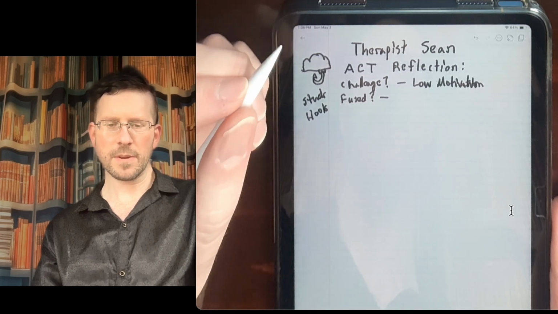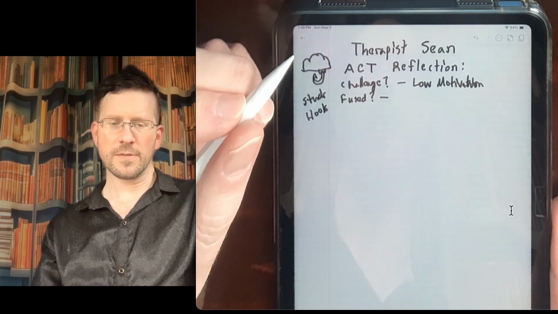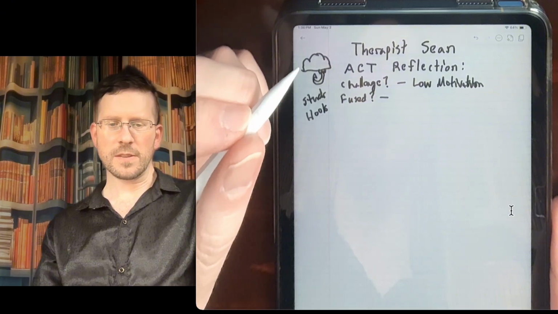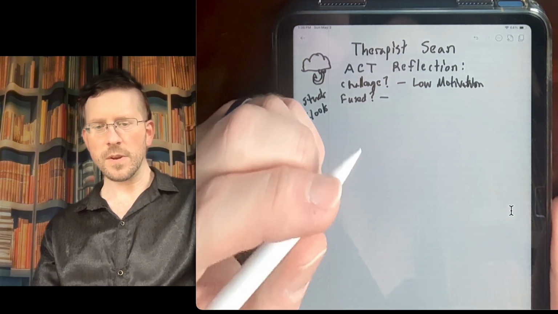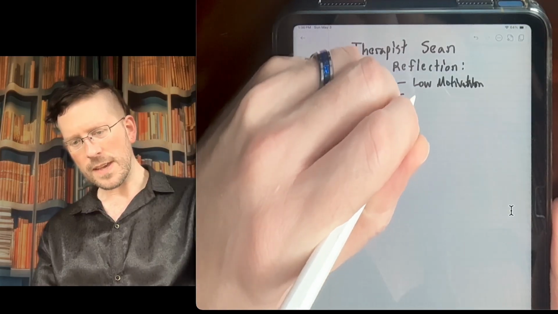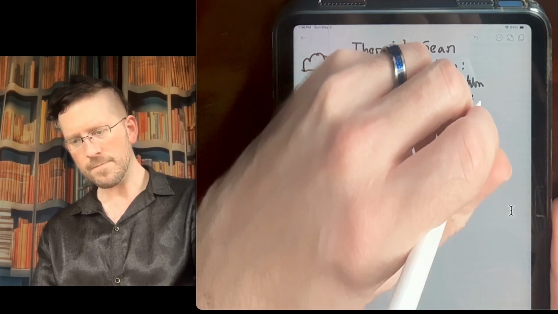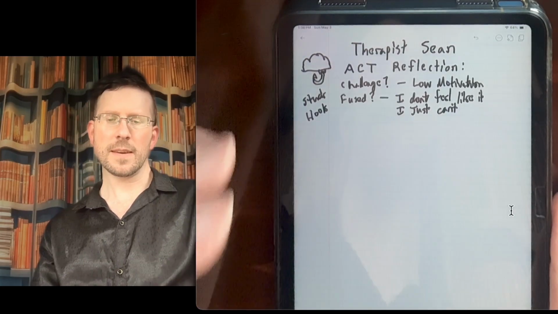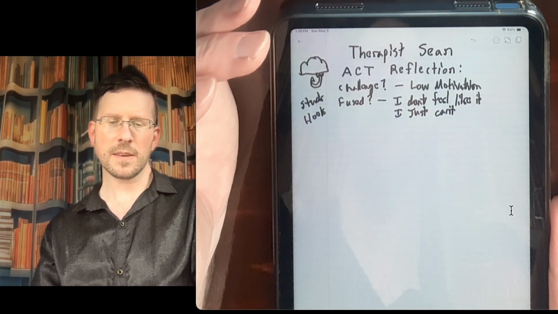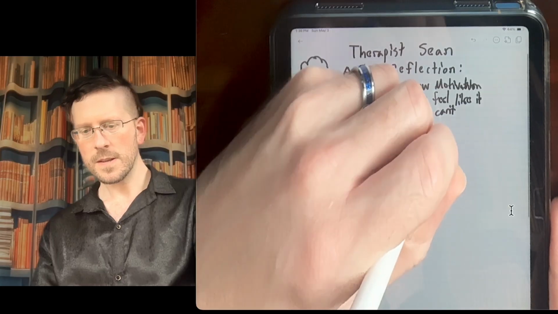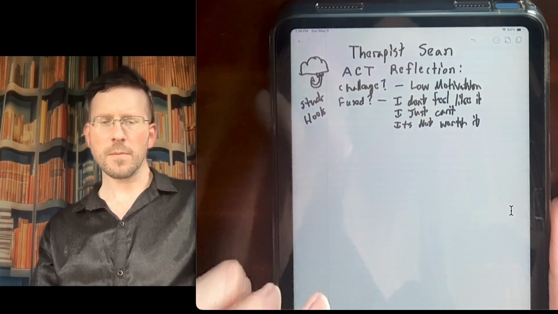Today's a Sunday, maybe you're laying in bed, the day ahead of you, and you just don't feel like doing much at all. You can't bring yourself to do it. And so maybe there are thoughts going on there. I don't feel like it. I just can't. What is your mind telling you that's getting you stuck here? It's not worth it. What do you think?